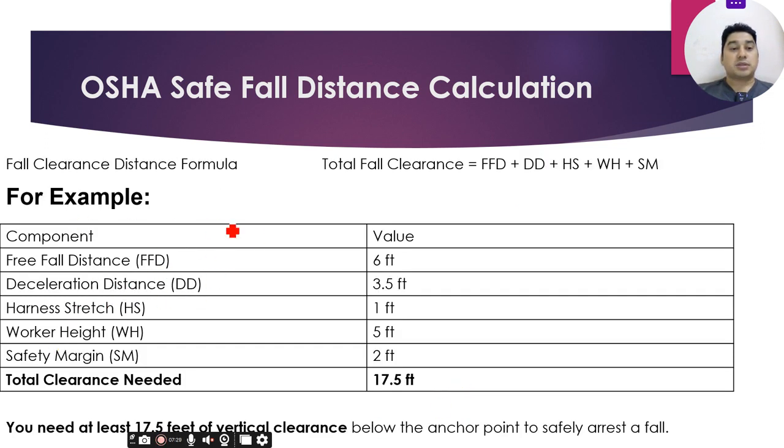Now, there is a formula that we have to use to calculate the safe fall distance. First, free fall distance: it should not be more than 6 feet as per the OSHA requirement. Then the deceleration distance is 3.5 feet, it should not be more than 3.5 feet. Then the harness shift, it is 1 foot. Then the worker height, it could be 4, 5, it depends on your worker. Then we have the safety margin that you have to maintain. So you have to add all of these together.